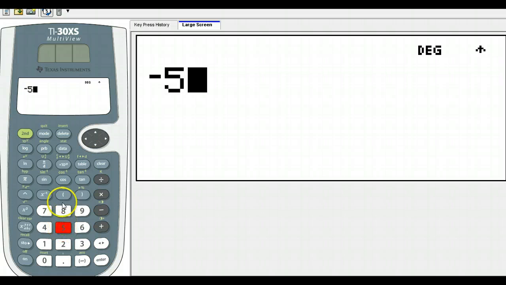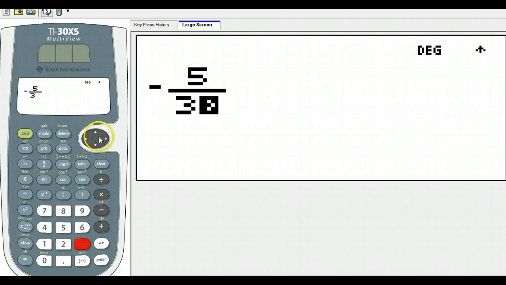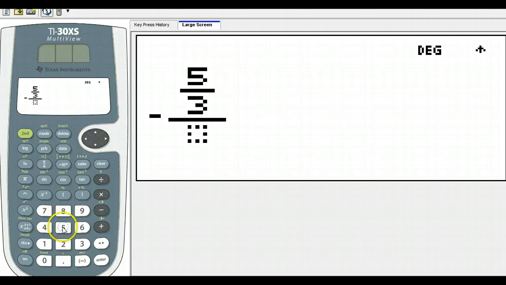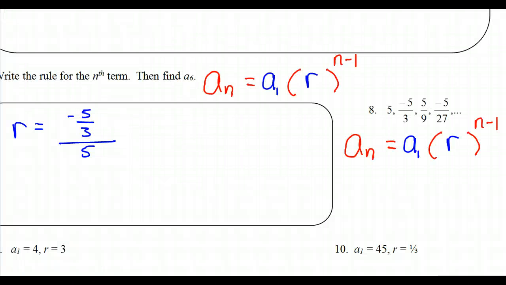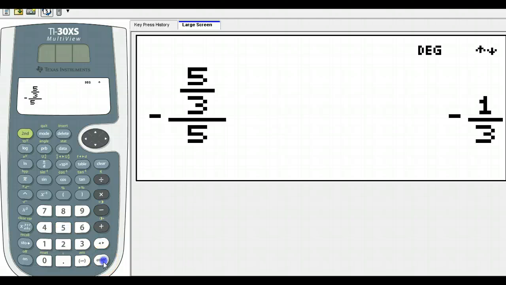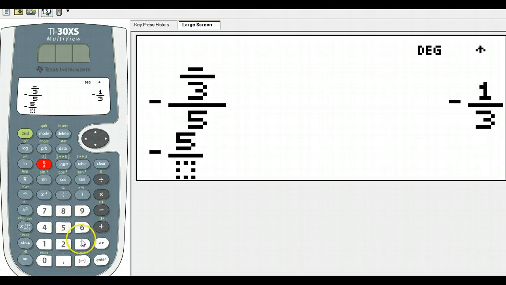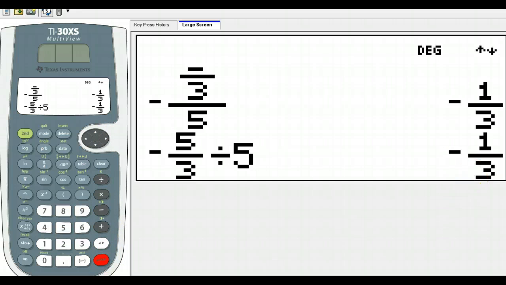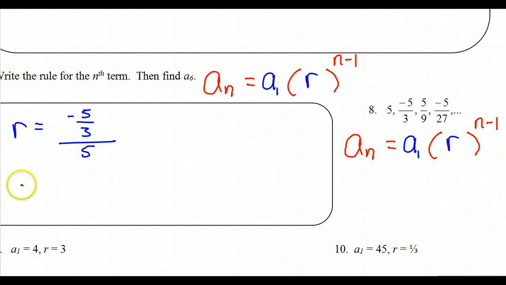Okay, so I could go negative 5 over 3 divided by 5. Yeah, that's right. And I get negative 1/3. By the way, I could have done it this way as well. I could have said negative 5 over 3, and I could have said just divided by 5, like that. Either way, I should get negative 1/3. All right, so fine. That means R is negative 1/3.